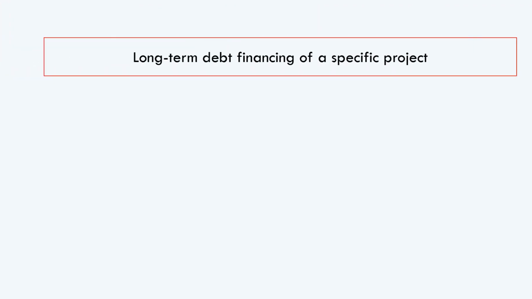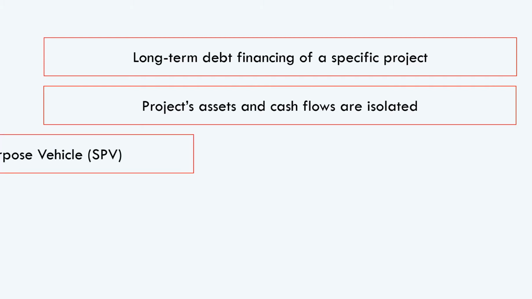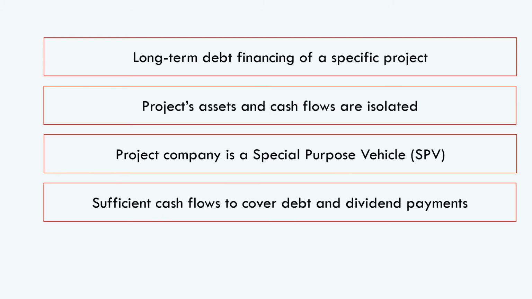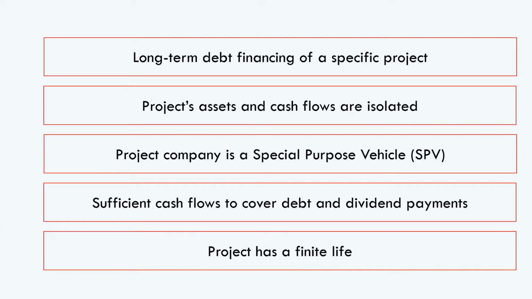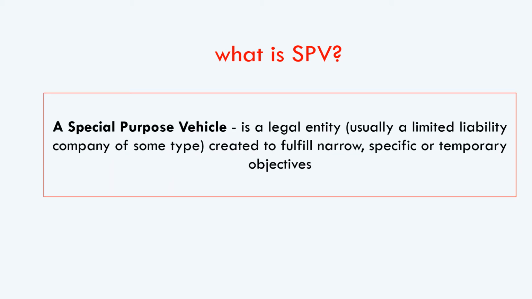Project finance has several features, such as it is a long-term debt financing of a specific project. The assets and cash flows of the project are isolated, and it is incorporated as a special purpose vehicle. The project has to generate sufficient cash flows to cover debt repayments and dividend payments after operating expenses and capital expenditures. And finally, the project has a finite life. So, what is a special purpose vehicle? Well, it's a subsidiary, a limited liability company created to fulfill a narrow and specific objective.